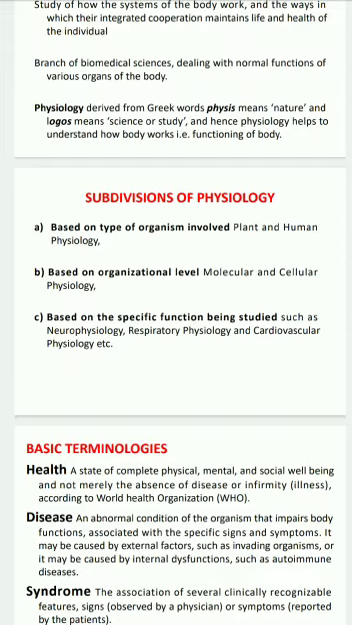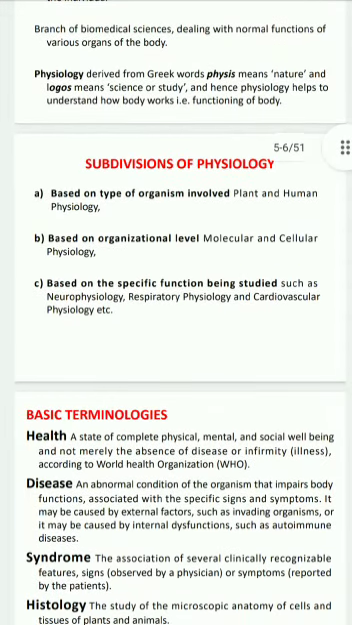organization level, that is molecular or cellular physiology. Third, based on the specific function being studied, such as neurophysiology, respiratory physiology, cardiovascular physiology, etc. Respiratory physiology is different from cardiovascular physiology and neurophysiology. So there are basically three subdivisions of physiology. Number one, based on the type of organism involved. Second, based on organization level.